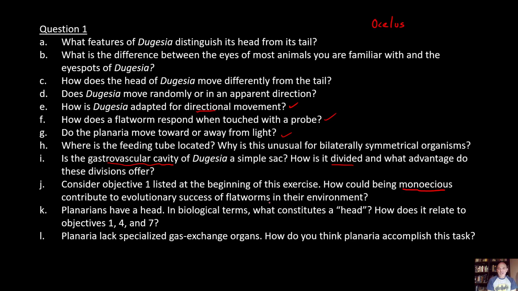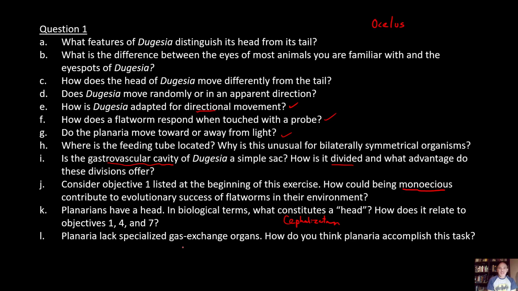So planarians do have a head, and in biological terms this is referred to as cephalization, right? And then you want to ask, well, how does that help a planaria to feed, reproduce, and respond to the environment?